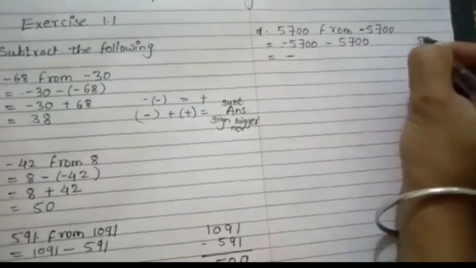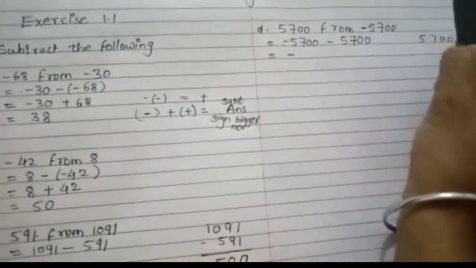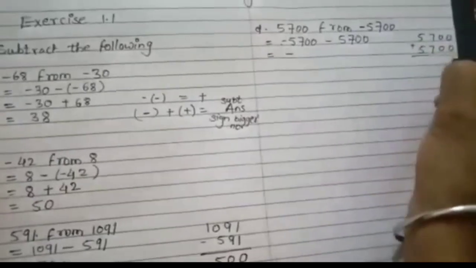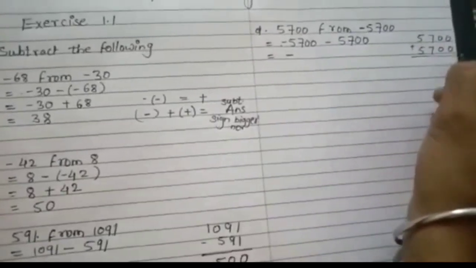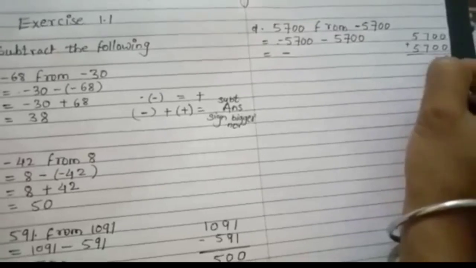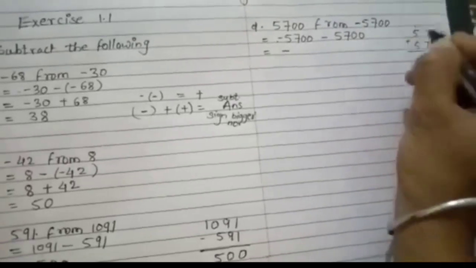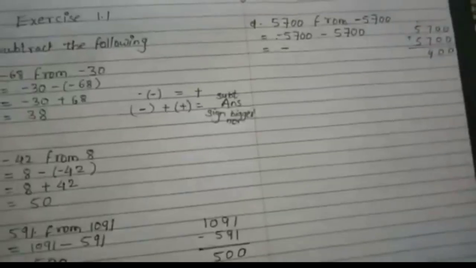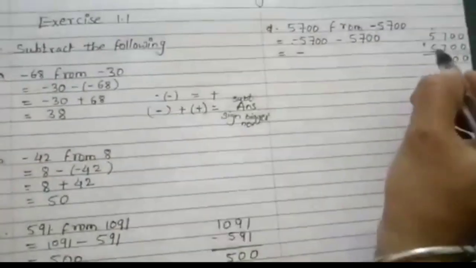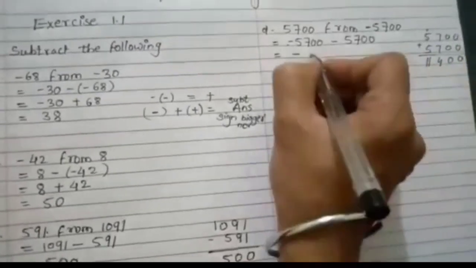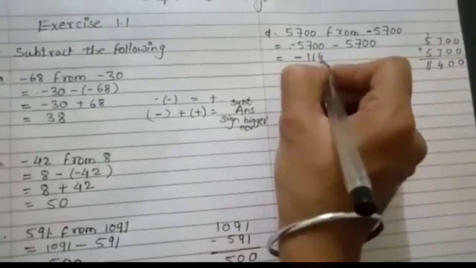Okay, 5700 plus 5700. Now take the addition. 0, 0, 7 plus 7, 14. Here will be 1 carry, 5 plus 5. Now take the addition. 5 plus 5, 10. 10 plus 1, 11. Okay students, so your answer is here.